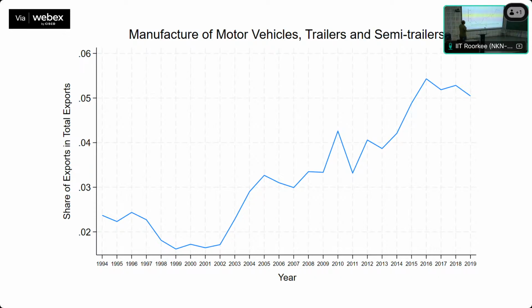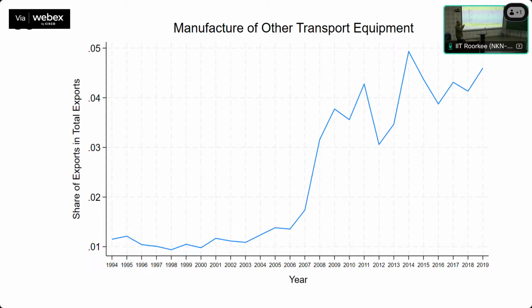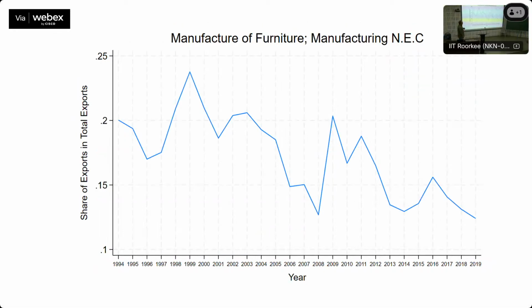This is also motor vehicles, also a capital-intensive sector. You can see this is about 2.25% to 5%, double. So you can really classify by sector, capital versus labor, and then see how things are changing over the years. This is transport equipment. It's also capital-intensive. There's huge growth in the transport equipment sector, metals, all these very capital-intensive sectors. And the last one is furniture and other manufacturing. This is not very large.